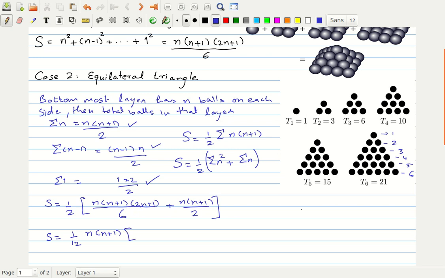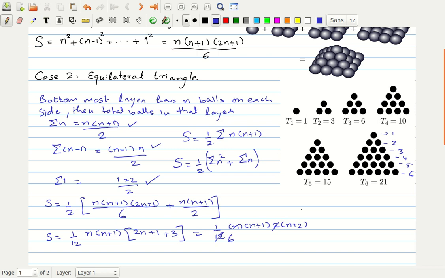Now here we'll be left with 2n plus 1, and over here n times n plus 1 is already taken out. We have 2 here, we have taken 6 out, so we have to add plus 3, and this gives us n times n plus 1. This is 2n plus 4, which we can write as 2 times n plus 2.